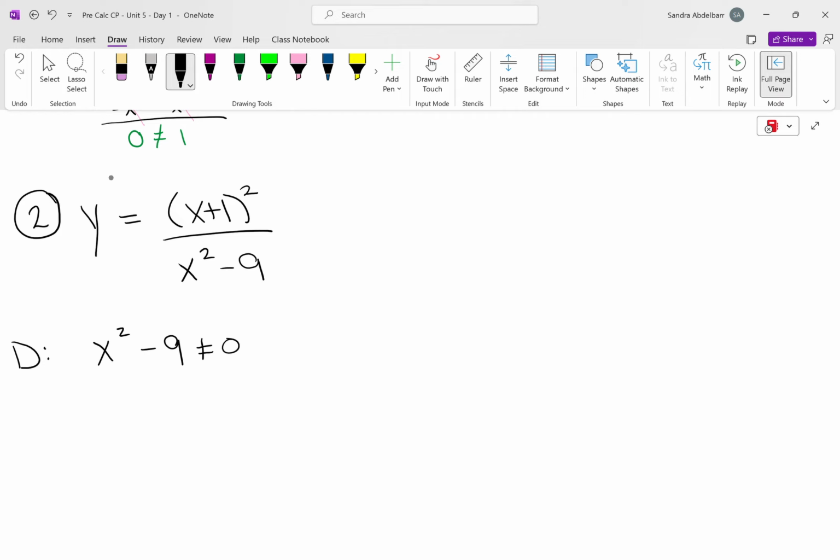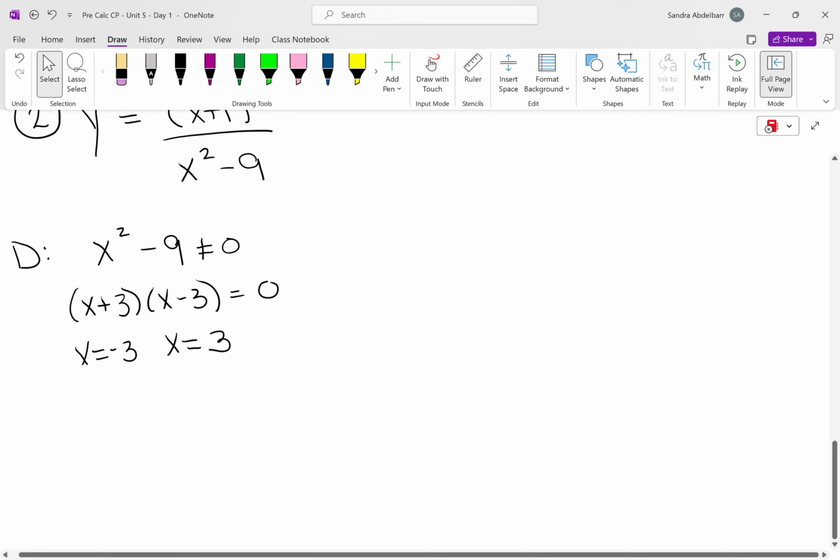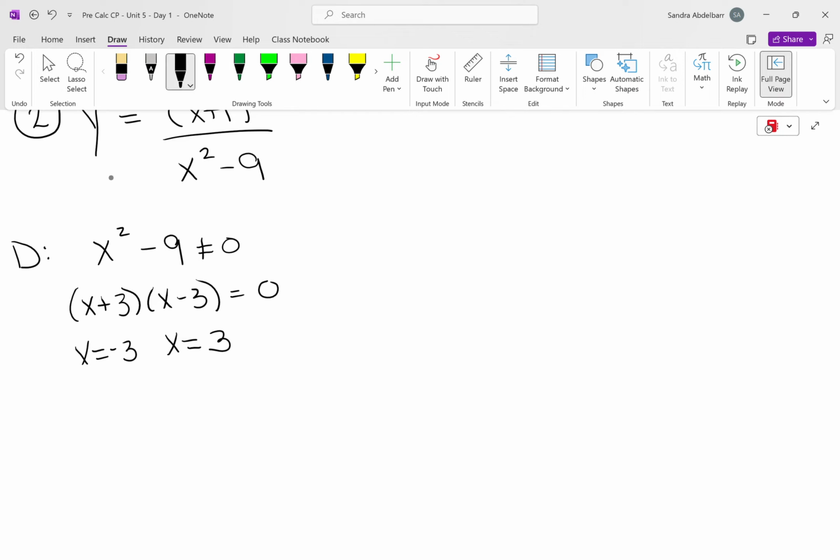No. So we're just going with x squared minus 9 cannot equal 0. So we factor this, x plus 3, x minus 3, and then x will equal -3 and x will equal +3. What does that mean? That's what will make the denominator equal 0. So x cannot equal -3, x cannot equal +3. That's the only restrictions on our domain.